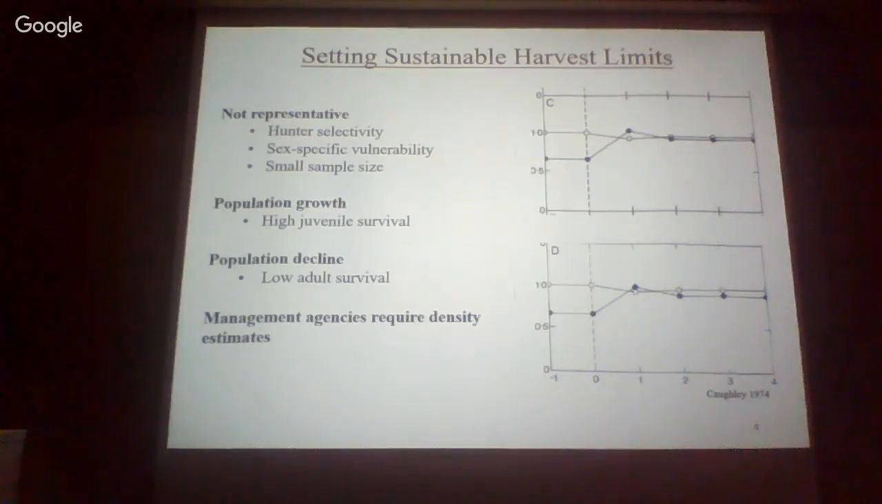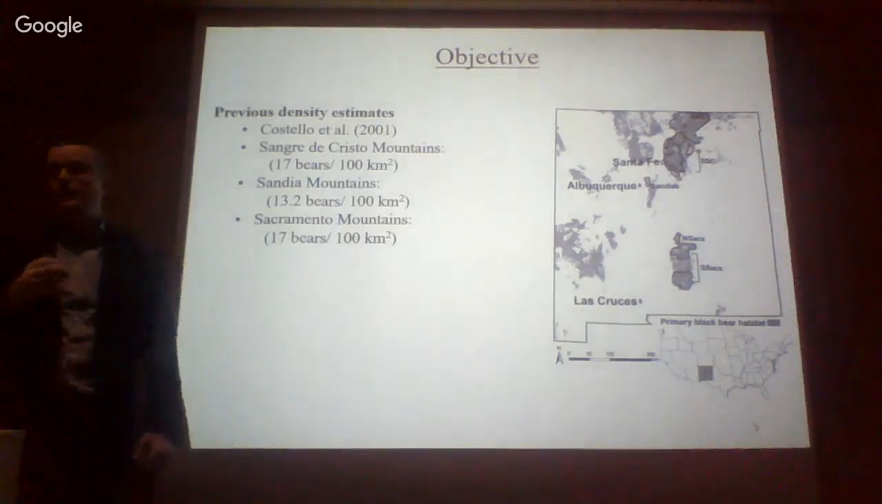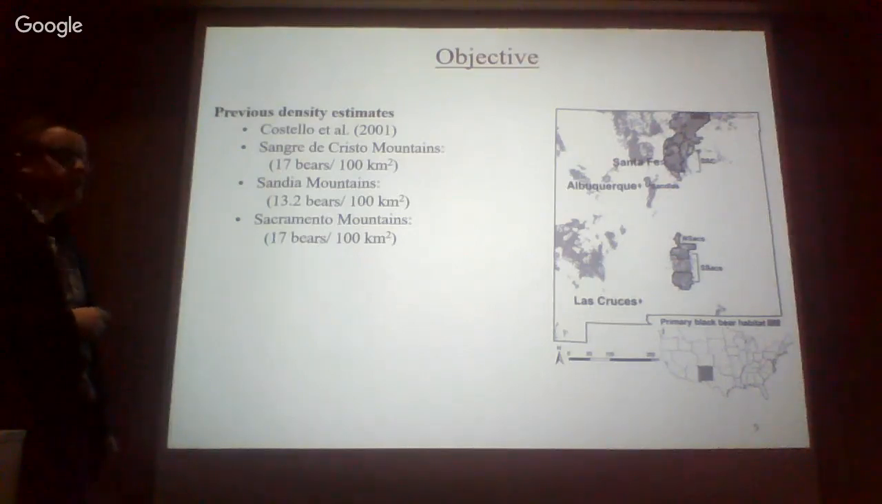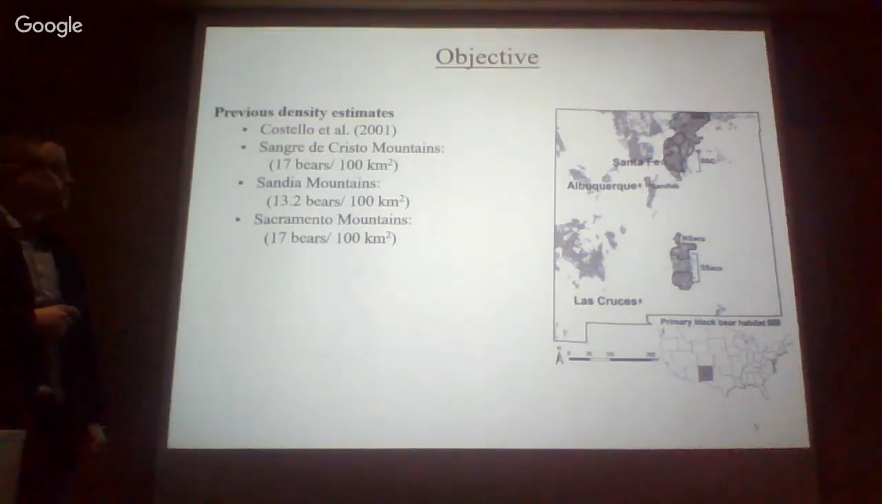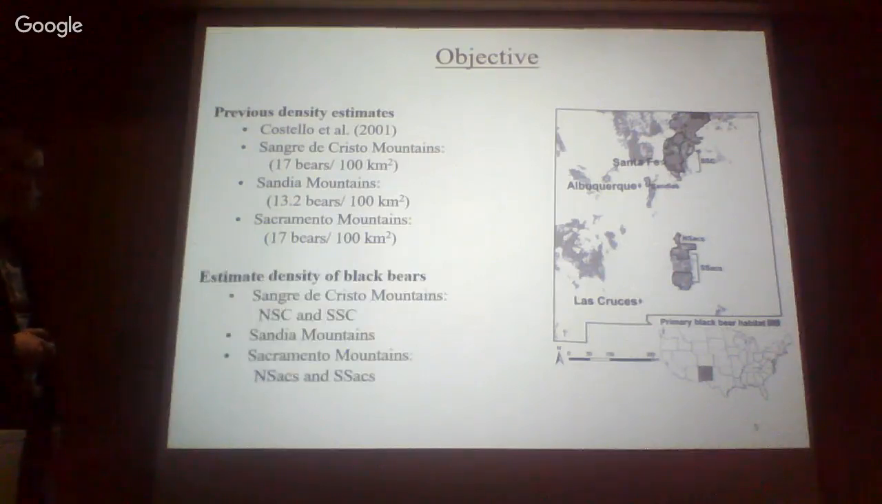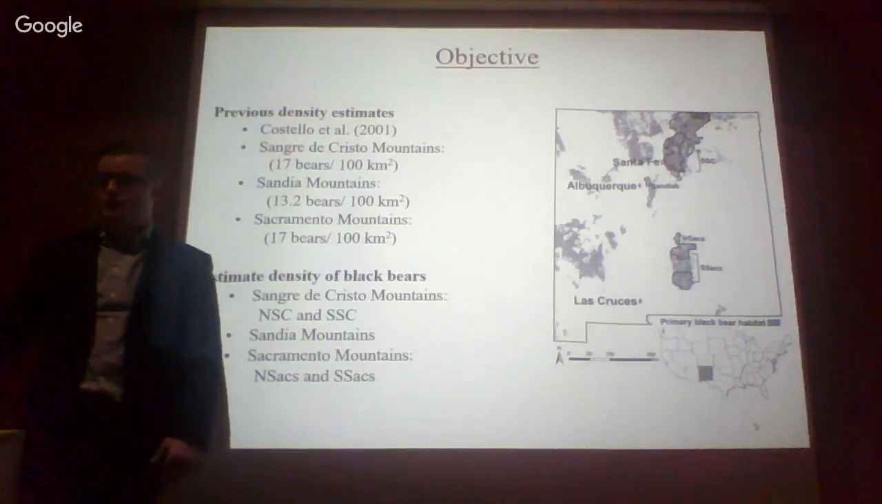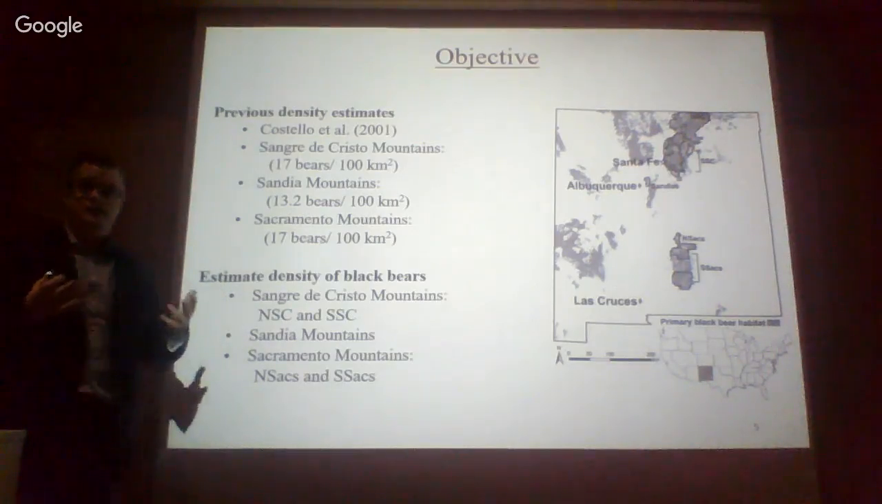the populations they manage. And so the previous density estimates for the state were generated in the 1990s by Costello and folks he worked with, who found about 17 bears per hundred square kilometers in the Sandias. And then the Game and Fish Department used various metrics to then estimate density in Diaz here in the center, and then the Sacramento Mountains down south. But with the advent of relatively recent sampling and analytical techniques, Game and Fish decided to update their harvest limits and thus density estimates first. And so they contacted us to assist with that endeavor.